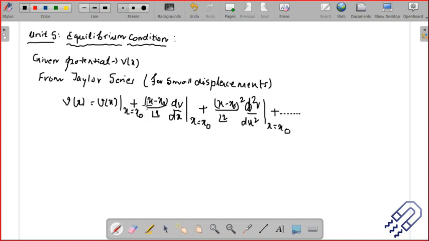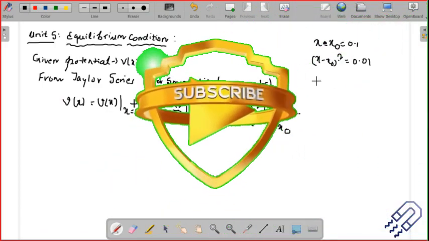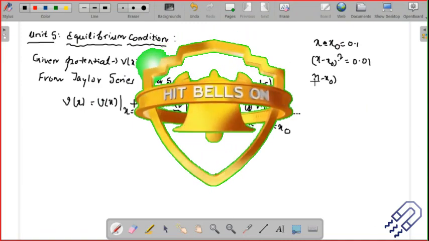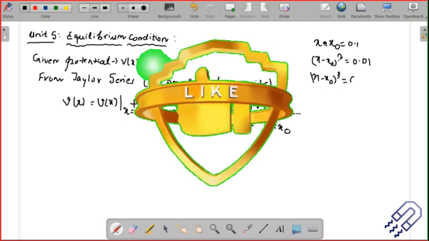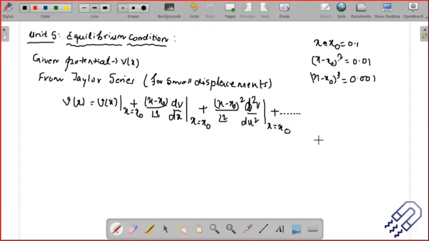But we are saying that this x minus x naught is a very small difference, maybe in decimals. So if I take (x minus x naught) squared, it will be even smaller, and if I go further, I'm going to get even smaller values. So these values keep on reducing, and if we go too far it doesn't make much sense. For example, let's say x minus x naught is 0.1. Then (x minus x naught) squared is 0.1 squared, so it will be 0.01. And if I take x minus x naught cubed, it will be 0.01 times 0.1, so it will be 0.001. So this keeps on reducing and becomes more and more insignificant, as a result of which I'm not going to do it.